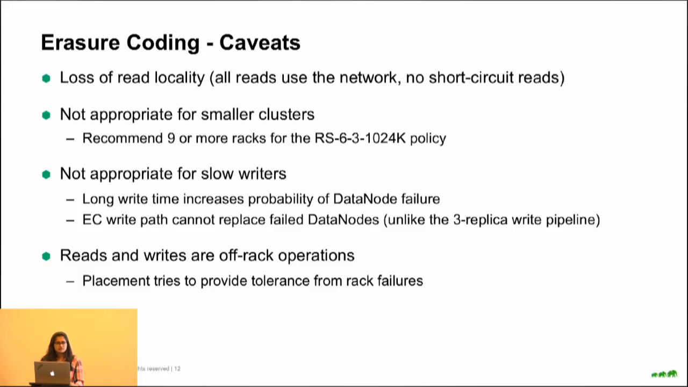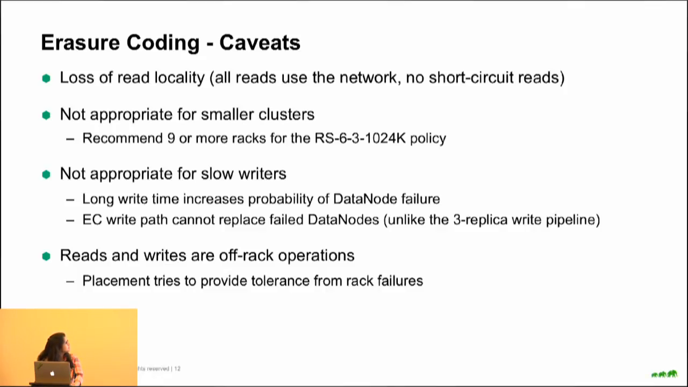Let's take a look at some of the caveats of erasure coding. First, as already mentioned, is the loss of read locality. All reads would have to use the network unless they are smaller than the cell size, and short circuit reads are not possible. Erasure coding is not recommended for very small clusters. So for a scheme of RS-6-3-1024K, it is recommended to have 9 or more racks.